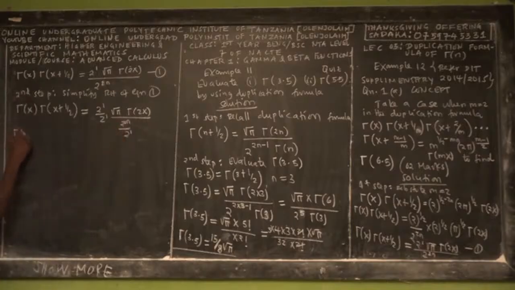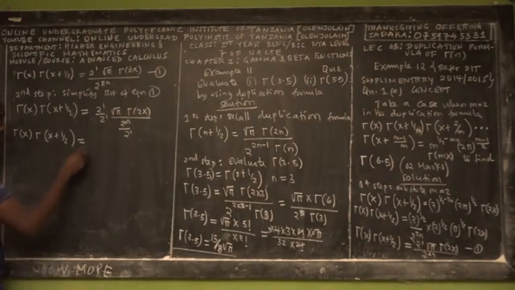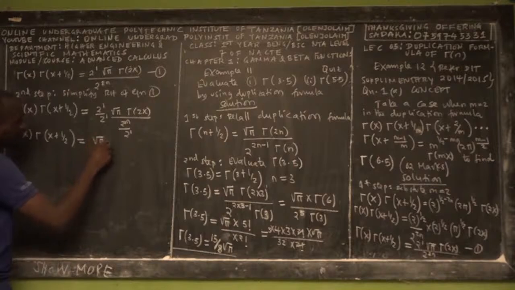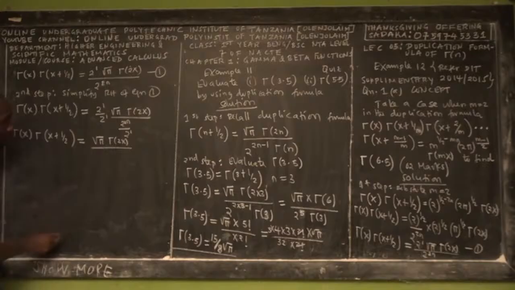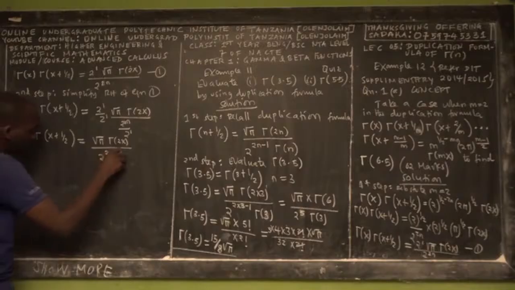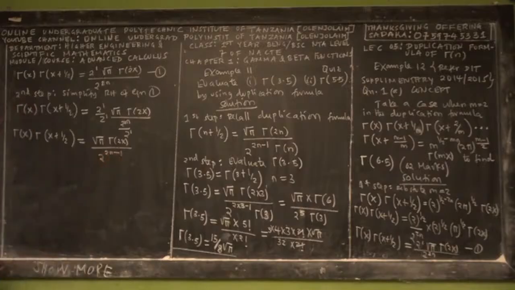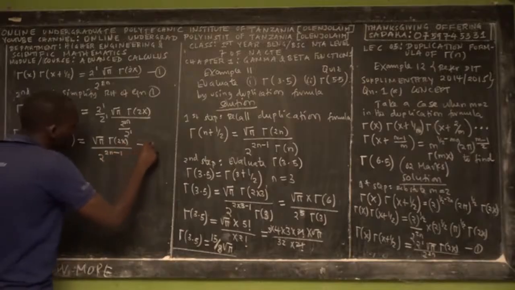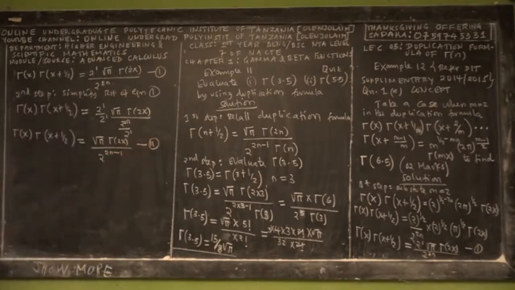So gamma of x times gamma of x plus a half is equal to under root pi times gamma of 2x over 2 to the same base power 2n minus 1. So this is equation 2. We are still deriving the duplication formula.